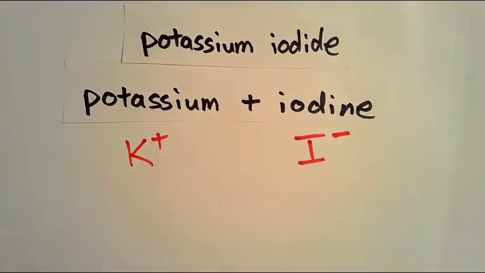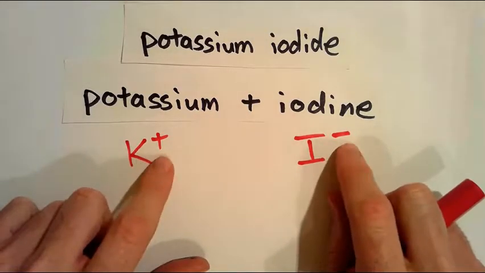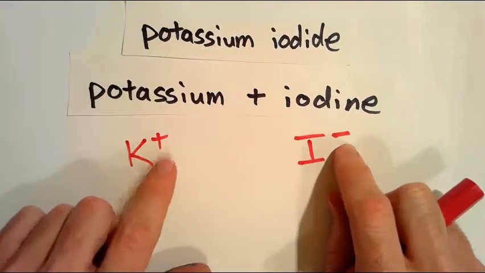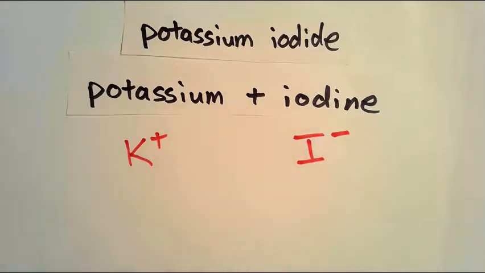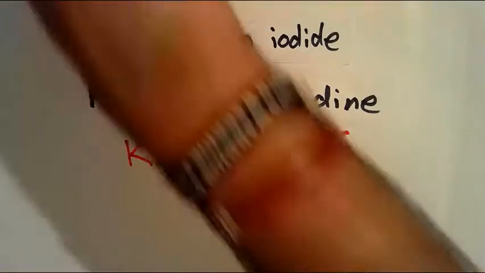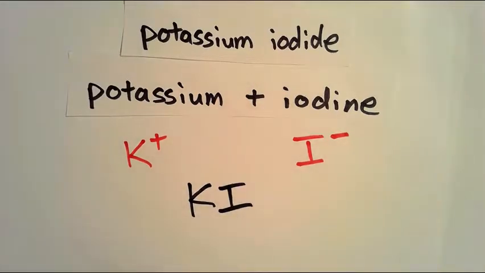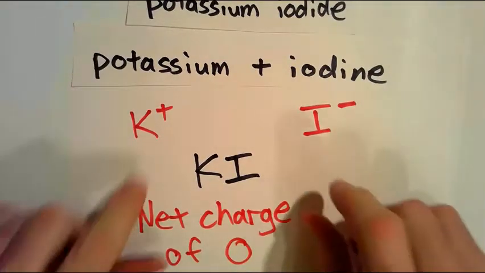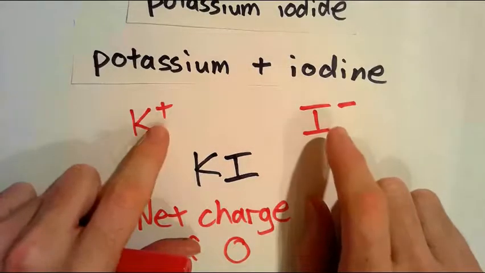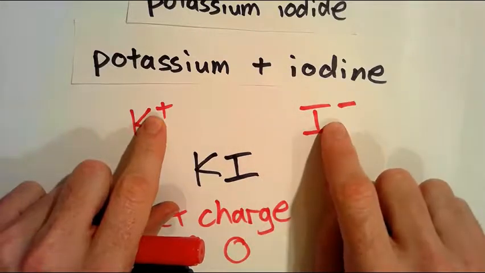So the positive charge, +1, and the -1, the ones are understood. So the +1 and the -1 will attract each other, so they will actually form potassium iodide. This forms a net charge of 0. The net charge is the positive and the negative added together, so that +1 and -1 equals 0.